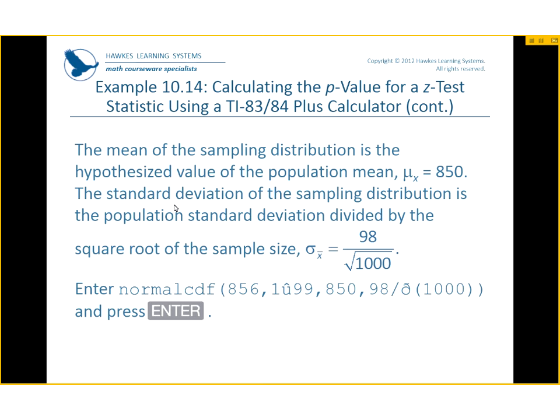So you're going to do 1 second, comma, 99, comma. Then you're going to do 850, which is the population mean. And then you're going to do 98 divided by the square root of 1,000. And then you do comma. Okay? And then you hit enter.